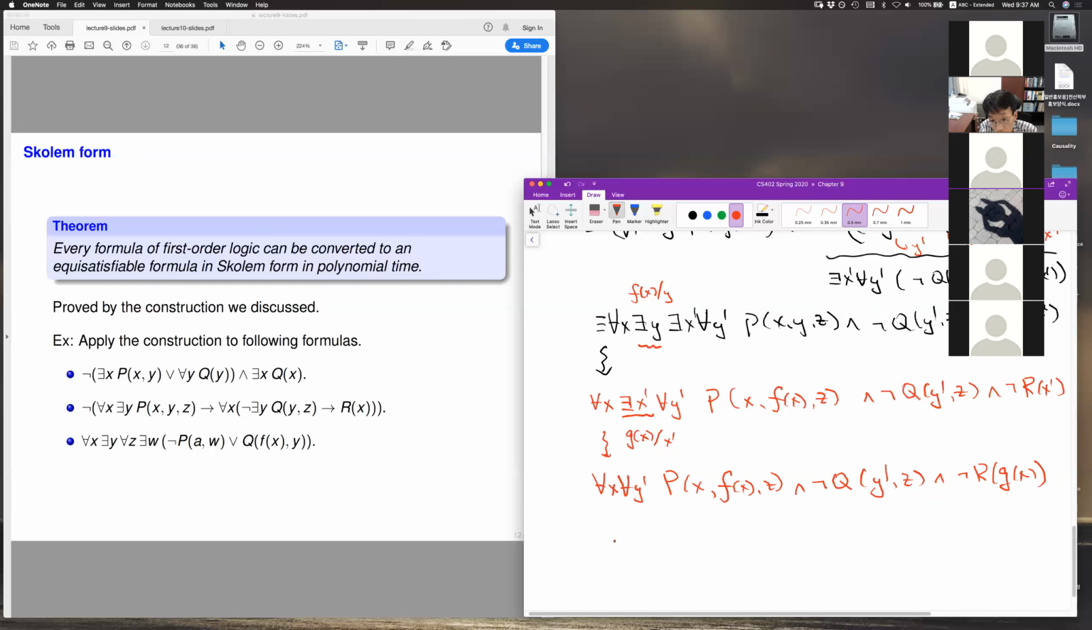So we end up with a new formula where all the existential quantifications are gone, and the universal quantification is out. So this is exactly Skolem form. And because of the theorem, or the proposition, that we used in the previous slide, this new formula that we get is equisatisfiable to the original formula that we started with. Okay, so that's Skolemization.